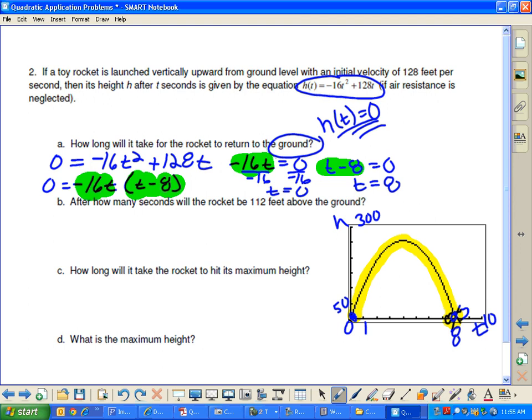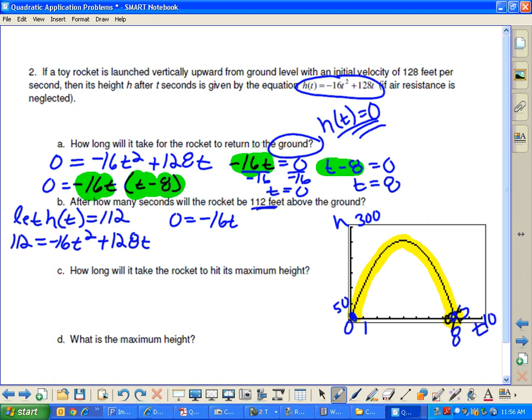Now in part B, it's a little bit different. This time around, we're supposed to figure out how many seconds the rocket will be 112 feet above the ground. So this time, they're saying, let h of t, that's fancy talk for height, equal 112. So we take our equation and let h of t equal 112. Once again, I know that 16, 128, and 112 all have a common factor. So I'm going to factor this problem.